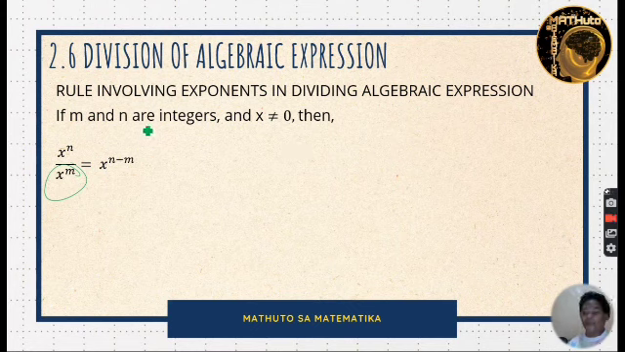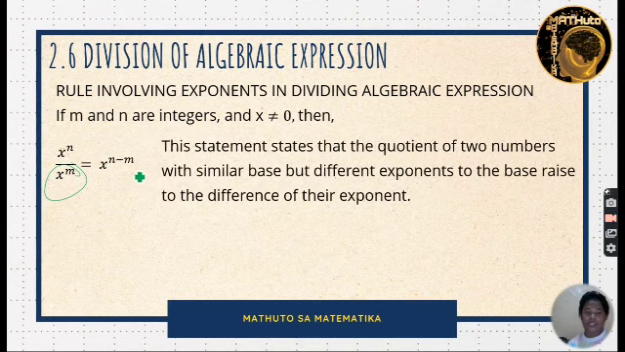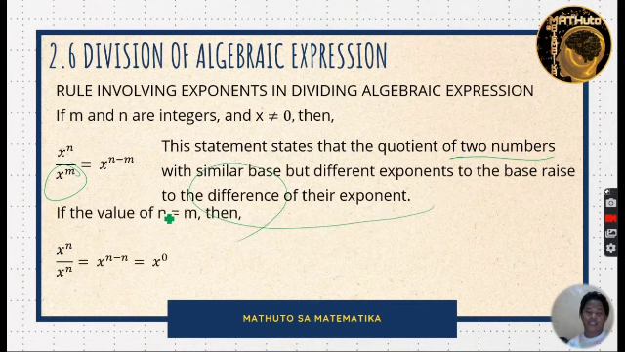We're going to subtract the exponent from the numerator and to the denominator. So, this statement states that the quotient of two numbers with similar base, tandaan po natin, with similar base lang po, but different exponents is the base raised to the difference of their exponent po. So, yung difference po ng exponents nila, yun ang magiging value po ng base po.